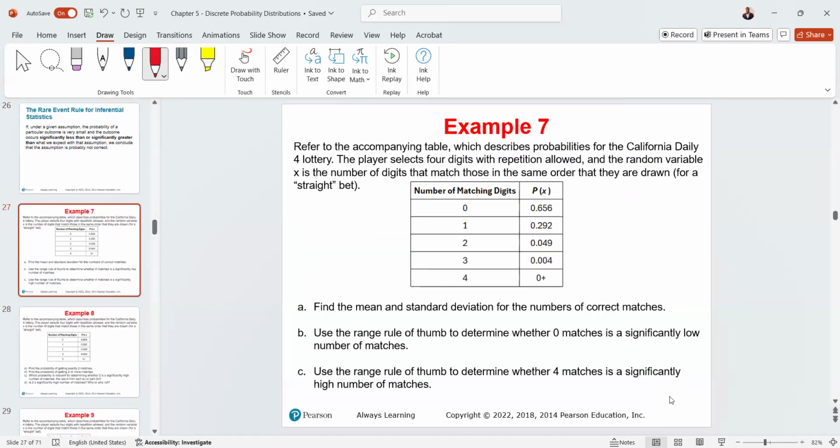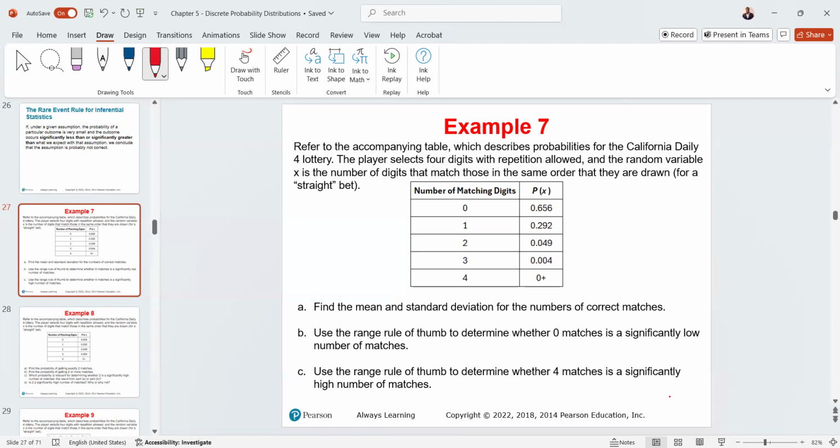Let's see for these examples, very quick, what they ask you to do for this one. They said, refer to this table which describes probabilities for the California Daily 4 lottery. The player selects 4 digits with repetition allowed, and the random variable X is the number of digits that match those drawn, in the same order. All right, find the mean and standard deviation. So that's the first thing we should be doing for this one.